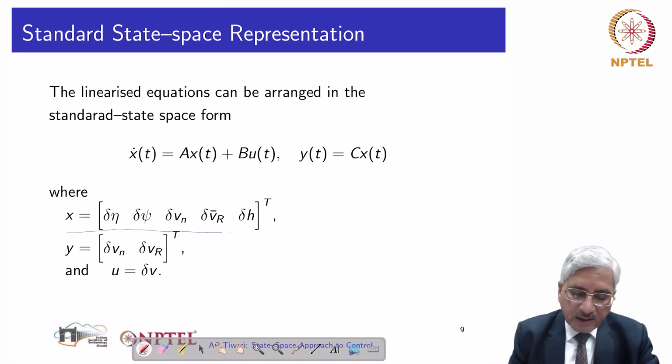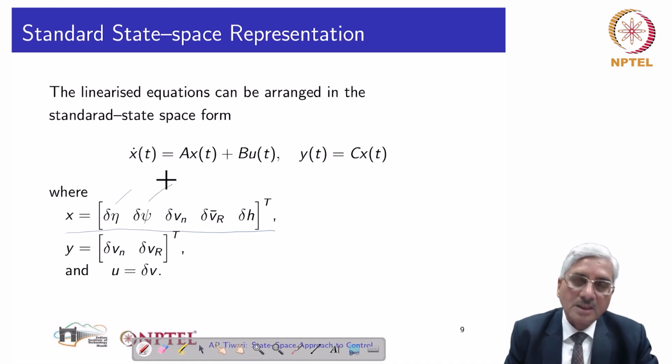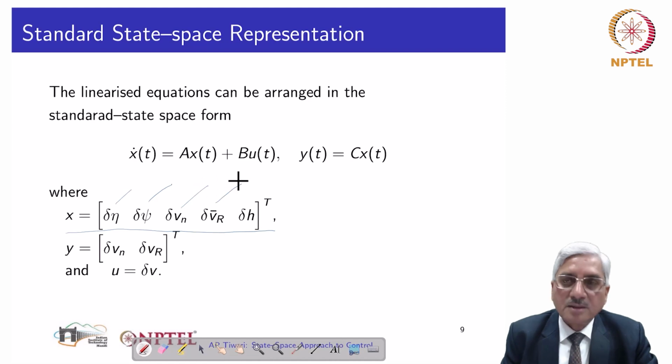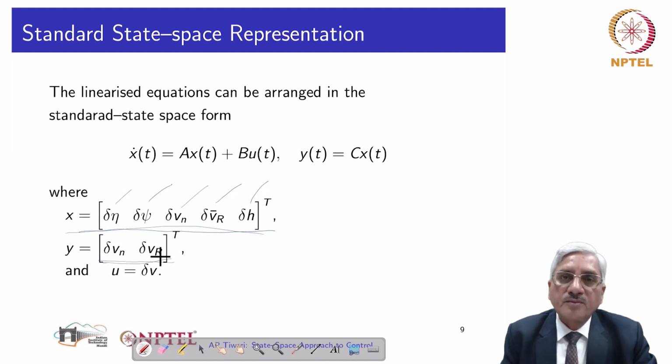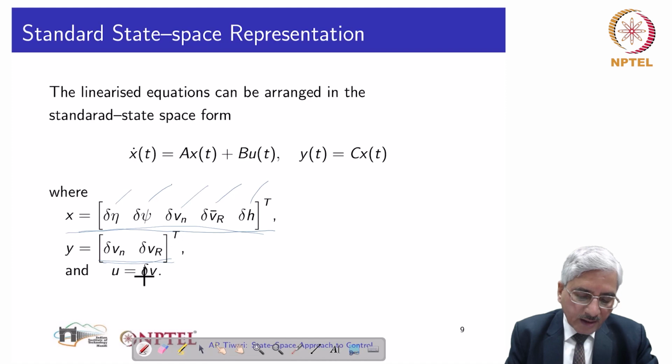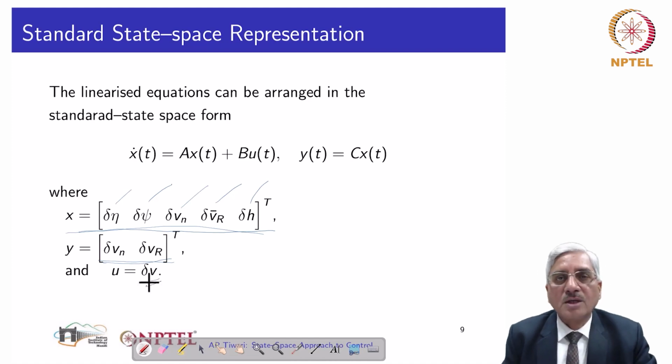Now we identify the state vector like this. The first state is change in neutron density. Second state is change in delayed neutron precursor concentration. The third state is change in the voltage of the linear amplifier. Next one is that intermediate variable depending upon the rate signal, and the last one is the change in control rod position. So if we arrange the state variables like this, outputs are the two voltages, the linear amplifier voltage and the linear rate voltage, and input is of course the change in voltage to the control rod drive.